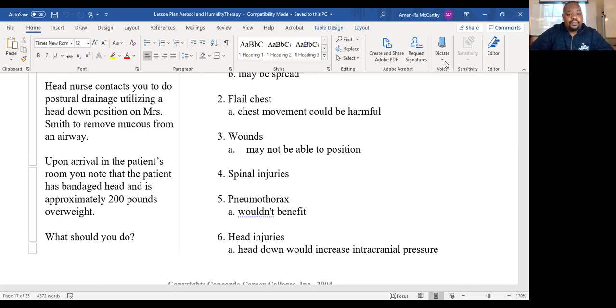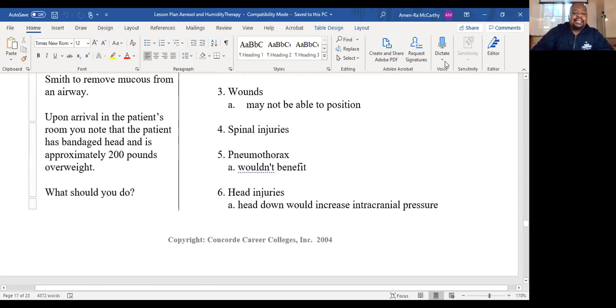So wounds. Number four, spinal injuries. If somebody had a spinal injury, that's common sense. You don't want to be doing any turning, okay? You might make them paralyzed. Pneumothorax, if they have a pneumothorax, it just wouldn't help. That's a hole in the lung, so draining is not gonna help, so don't even waste your time. And then head injuries. Head injuries are important because when somebody has a traumatic brain injury, you wanna reduce the amount of pressure on the head, okay?